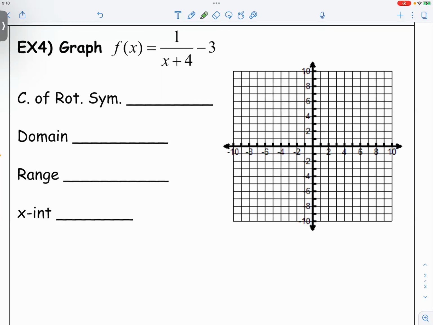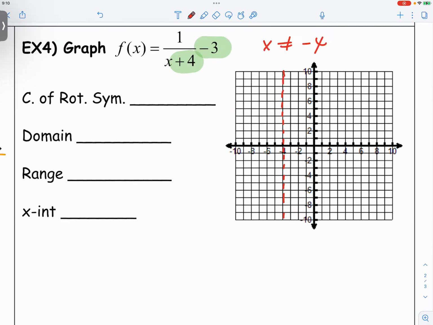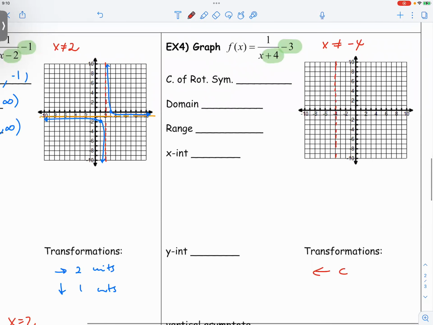So for number 4, you can tell the transformation is moving to the left 4 units and down 3 units. And you can also tell the restriction right away, which is x cannot equal -4. Okay, so that coincides with the 4. So that's how we say the whole graph shifted to the left 4 units. So left 4 units and down 3 units.